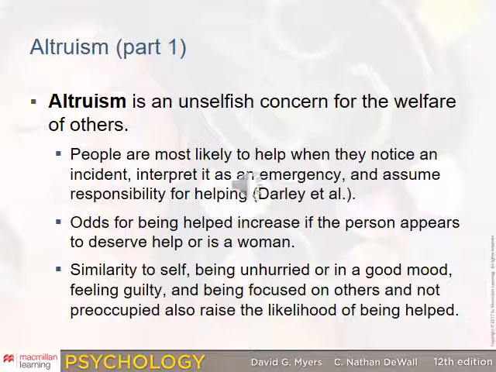Altruism is an unselfish concern for the welfare of others. People are most likely to help when they notice an incident, interpret it as an emergency, and assume responsibility for helping. Odds of being helped increase if the person appears to deserve help or is a woman, which I can say is really true.